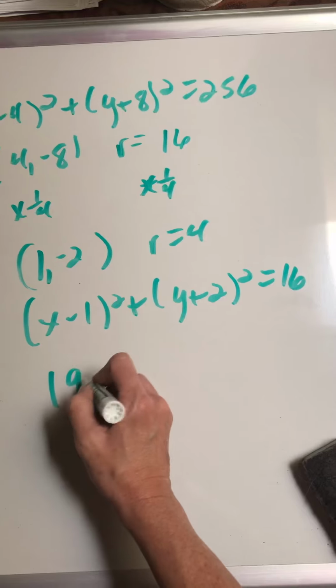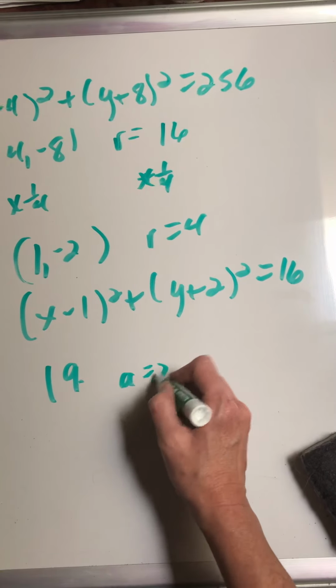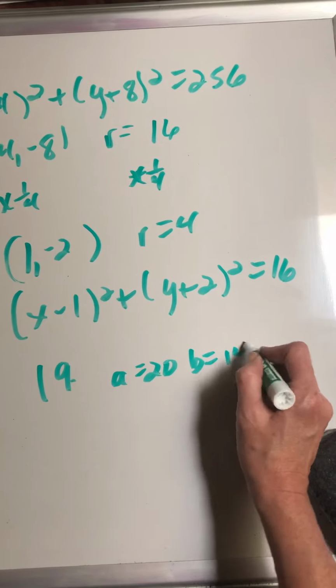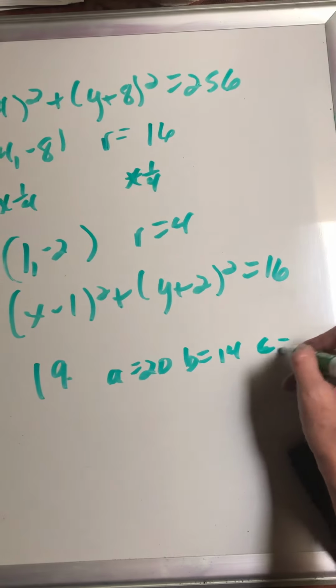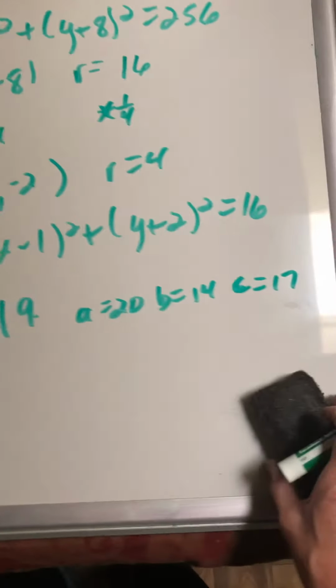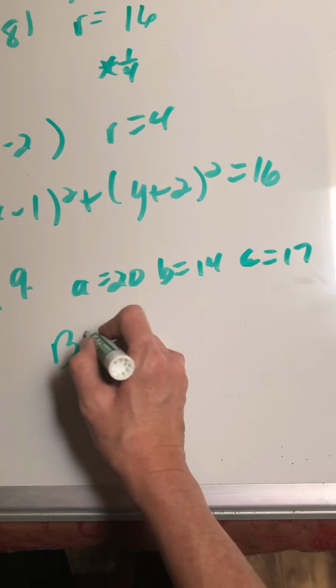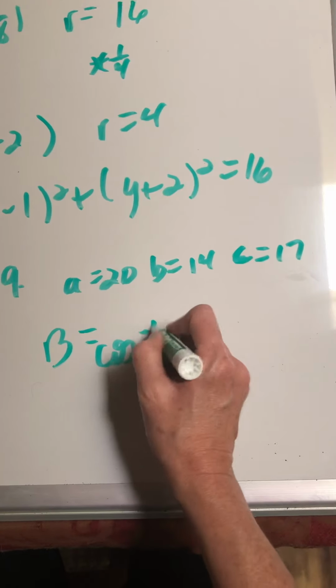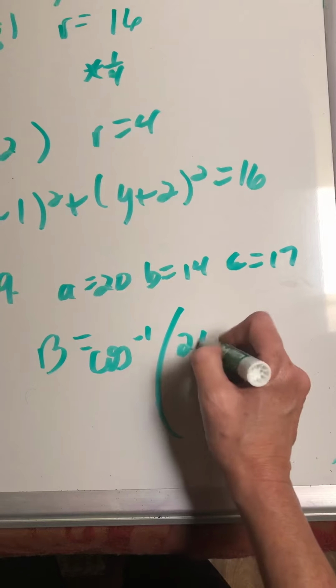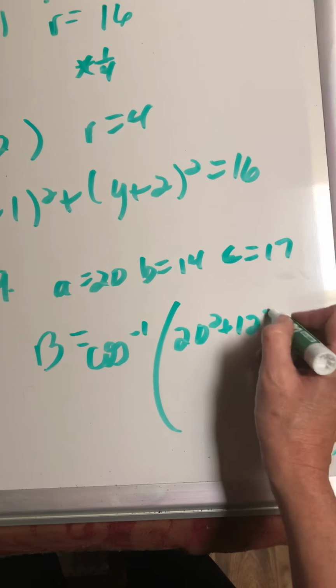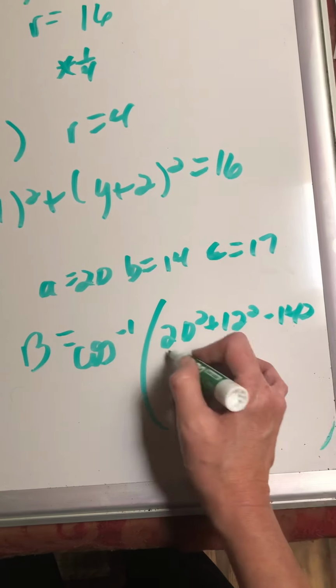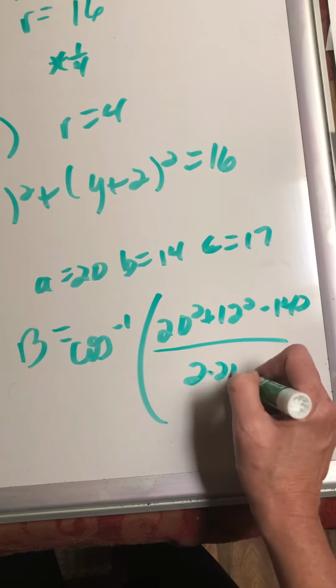Then number 19, I've got side lengths. A is 20, B is 14, C is 17. This is law of cosines. I want angle B. If I want angle B, that means I'm going to do inverse cosine of the other two sides, 20 and 17, subtract side B over 2 times 20 times 12.